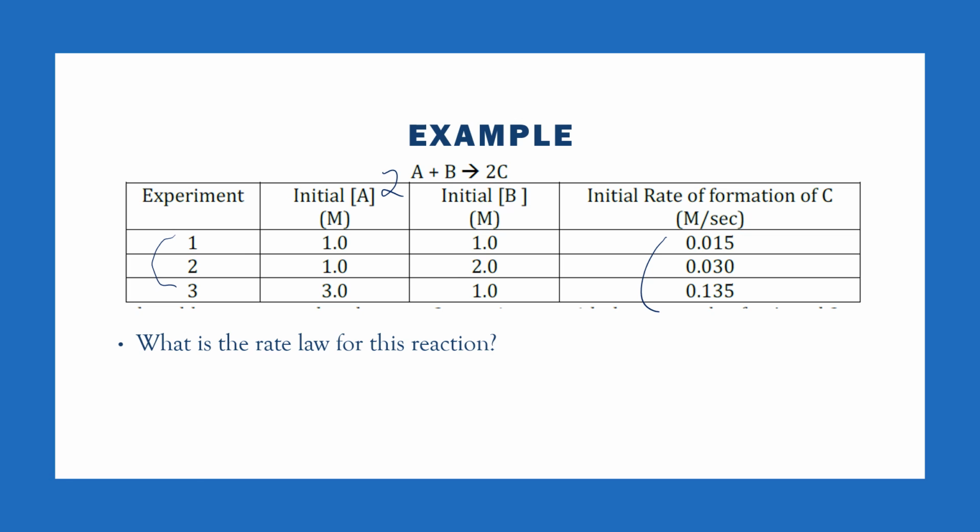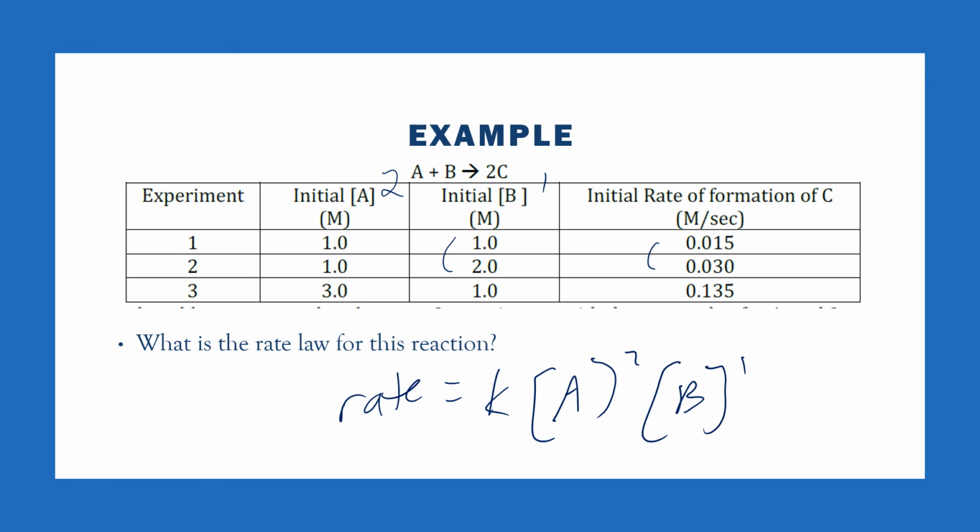Now, if I want to find out the order for B, I want to pick 2 reactions where A is constant, so I'll pick experiments 1 and 2. B doubles, and the rate also doubles. So what exponent makes that relationship true? And that's an exponent of 1. So it's first order in respect to B. So the rate law is rate equals K, A^2, B^1.